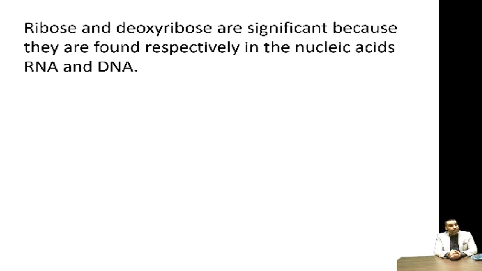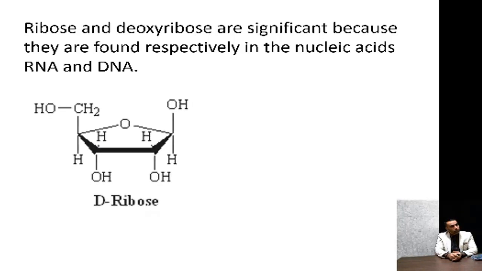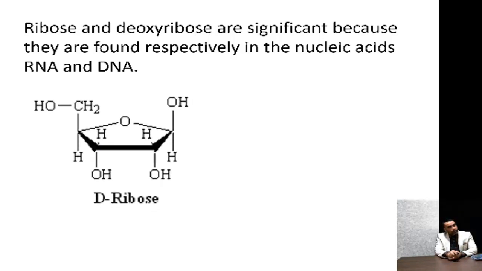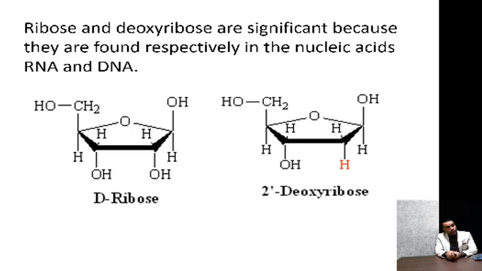Ribose and deoxyribose are significant. Why? Because they are found respectively in the nucleic acids RNA and DNA. As we know, the DNA has the genetic code for metabolism: how can I build protein, how can I build carbohydrate. All this information has to be taken from the DNA before going to the cytoplasm to be translated to protein, carbohydrate, or lipid, etc. We can see here ribose, with 5 carbon atoms, and here deoxyribose, because it lacks the oxygen atom in group number 2, or carbon atom number 2.